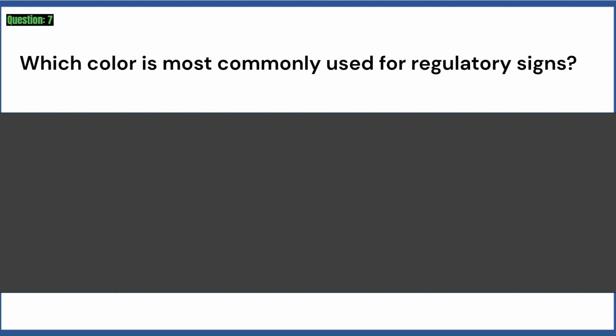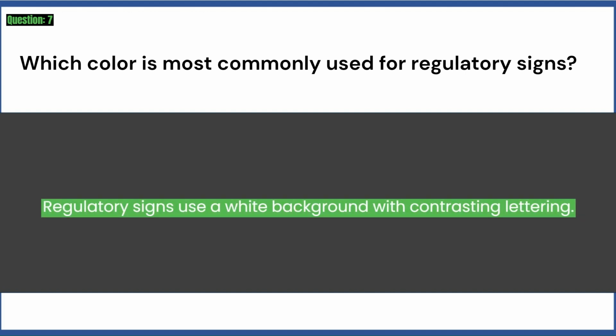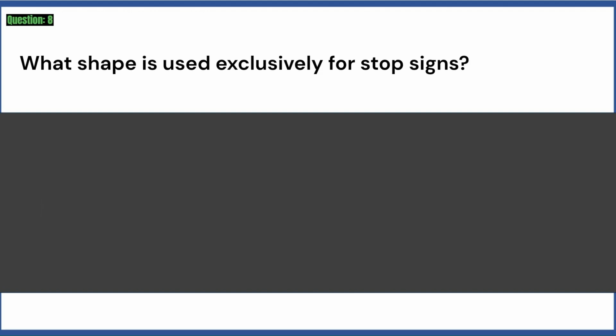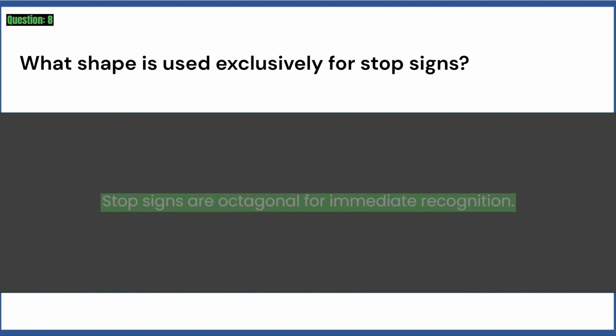Which color is most commonly used for regulatory signs? A. Blue. B. Green. C. White. D. Yellow. Answer, C. Regulatory signs use a white background with contrasting lettering. What shape is used exclusively for stop signs? A. Rectangle. B. Octagon. C. Diamond. D. Triangle. Answer, B. Stop signs are octagonal for immediate recognition.